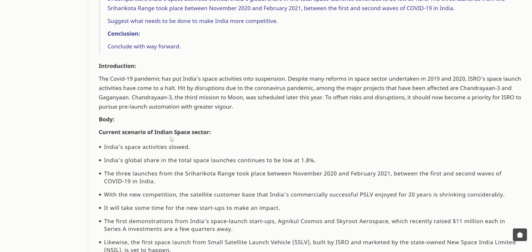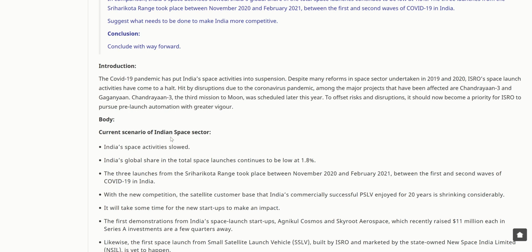The COVID-19 pandemic has put India's space activities into suspension. Despite many reforms in the space sector undertaken in 2019 and 2020, ISRO's space launch activities have come to a halt. Hit by disruptions due to the coronavirus pandemic, among the major projects that have been affected are Chandrayaan-3 and Gaganyaan, two of the most ambitious projects of the space sector in the country. Chandrayaan-3, the third mission to the moon, was scheduled later this year. To offset risks and disruption, it should now become a priority for ISRO to pursue pre-launch automation with greater vigor.